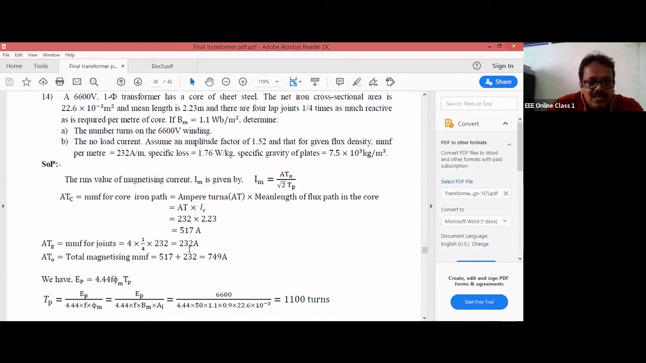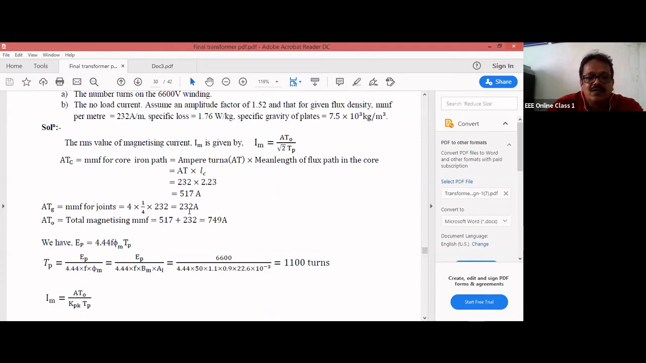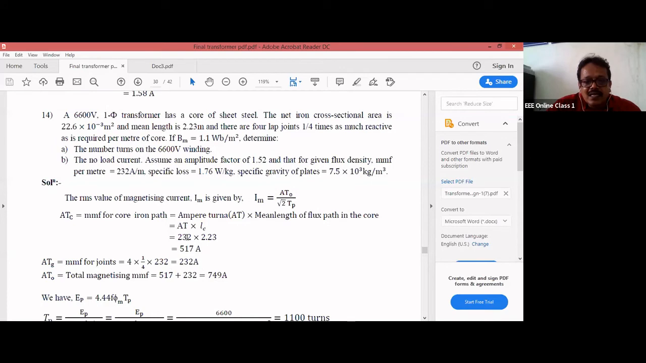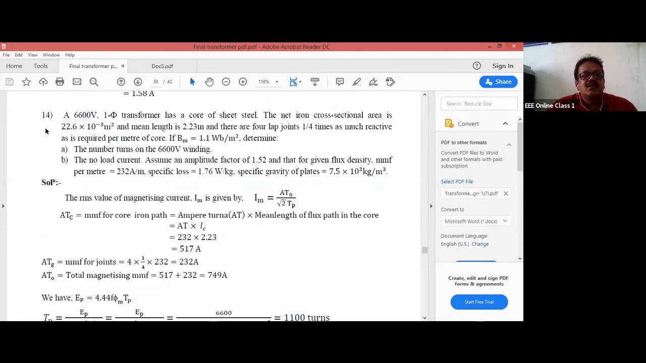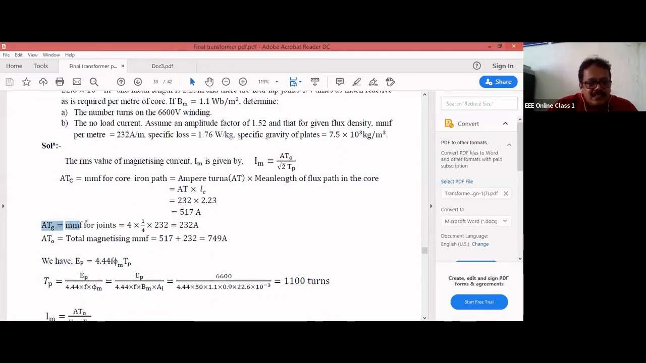So this 4 gets cancelled, and you get the same thing, 232. So ATG, the MMF for joints. Don't take the formula with LG and DM, because LG, the length of air gap, is not given. Based on the statement given here, you consider this formula. This step you remember: 4 into 1/4 times 232, based on the statement as much reactive as is required per meter of core. Remember this step for this problem.